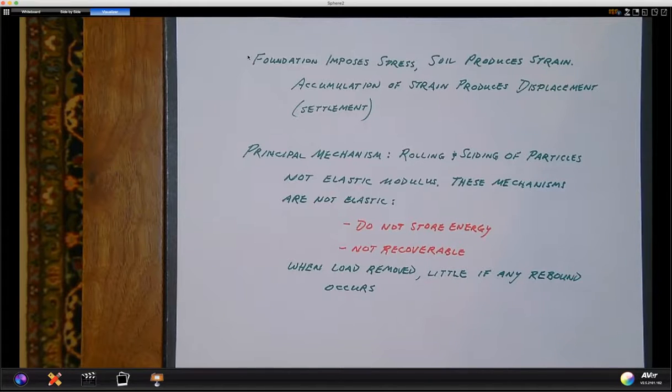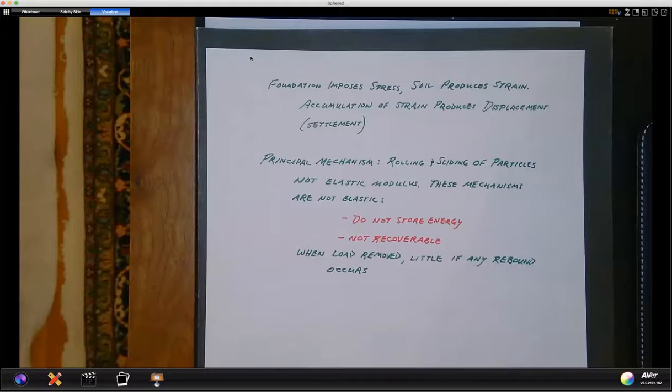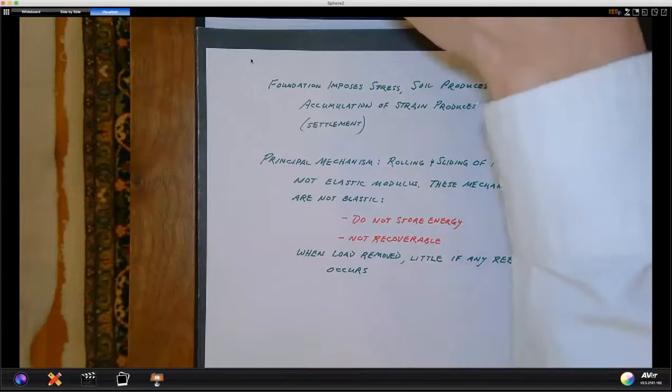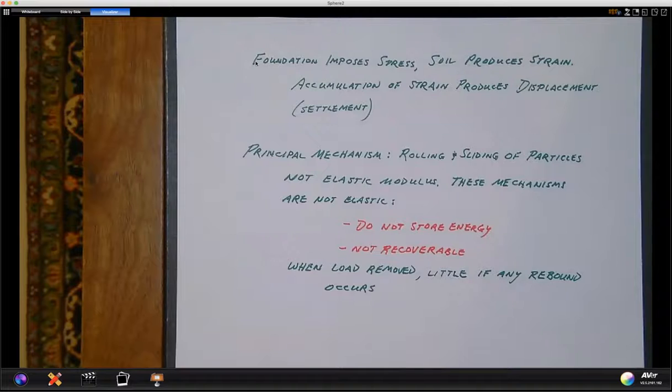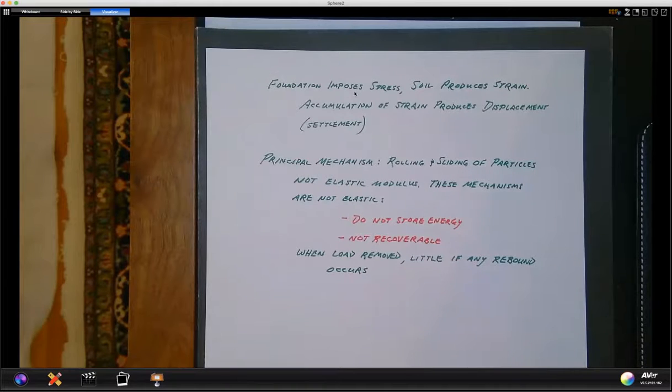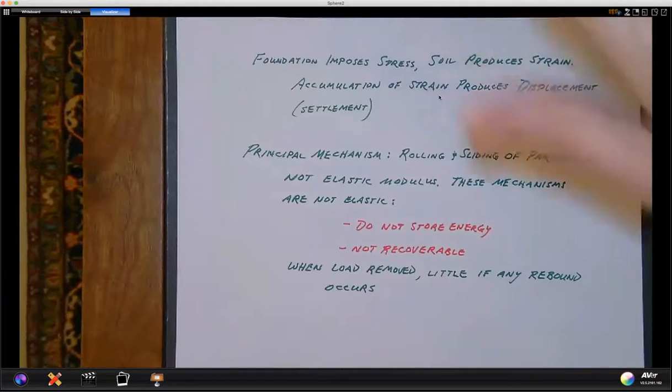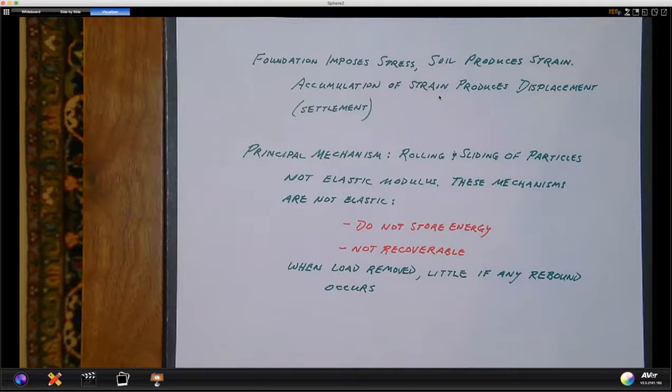But in any event, with these, you now have stress changes, and the foundation will impose stresses. The soil, in turn, will produce strain, and an accumulation of this strain produces displacement or settlement of the foundation, downward motion of the foundation. And this can be problematic, if it accumulates to a degree of causing trouble with a building or safety concerns.